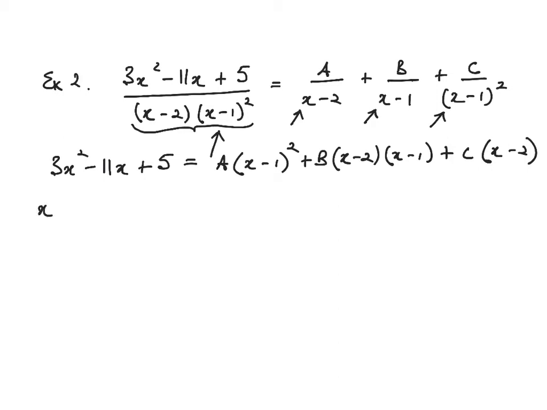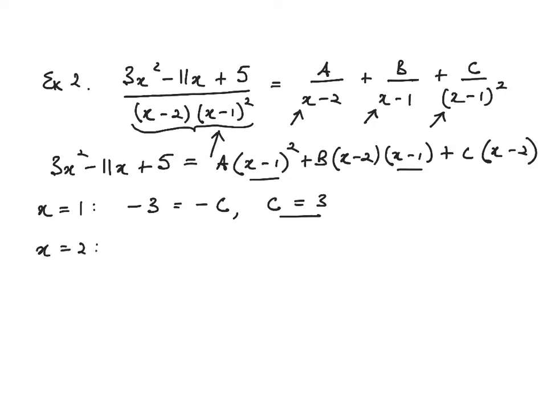I'm going to choose x equals 1. The left hand side doesn't give me 5 at all, it gives me 3 plus 5 is 8. 8 take away 11 is minus 3. So this bracket and term and this bracket and term disappear, and we're left with 1 minus 2, so it's minus c, and c then equals 3.